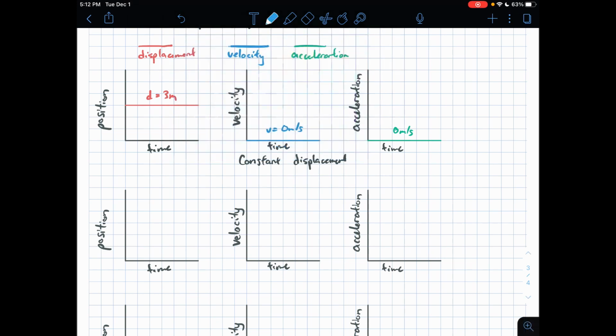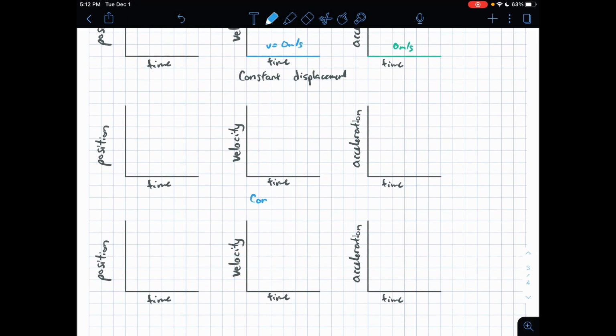Now, next up we have constant velocity. Let's say the constant velocity is 1 meter per second. So now we'll put it here. 1 meter per second.